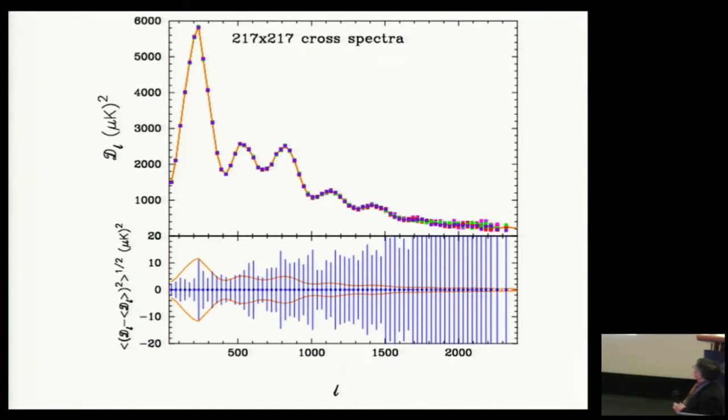That's the equivalent for 217 cross 217. Here we've got 4 temperature maps, 2 maps with polarization, so there are 15 independent cross spectra. And again, it just shows remarkable consistency.